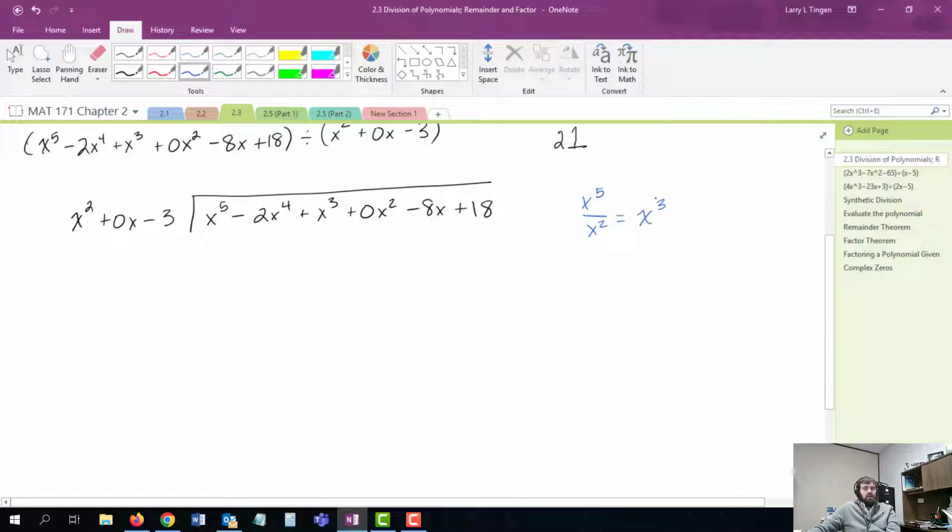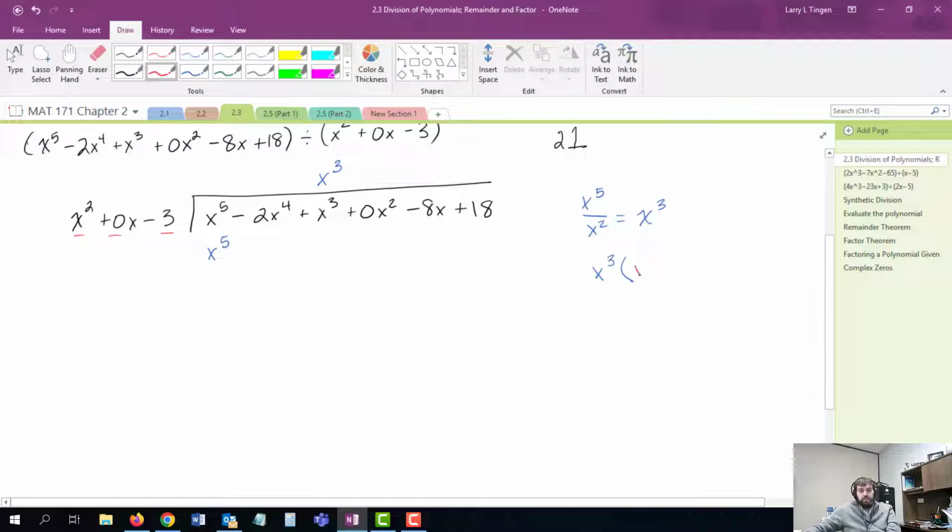Okay? X cubed is in my quotient. And notice that these terms are lining up over the cubed terms. Make sure you do that as you go. So now I take that x cubed, I multiply by x squared, I get x to the fifth. I did it right because these match. This is what is determining if you did it right. It's all about, does the leading term of the divisor go into the leading term of the dividend? And does it go into it perfectly? The answer is yes.